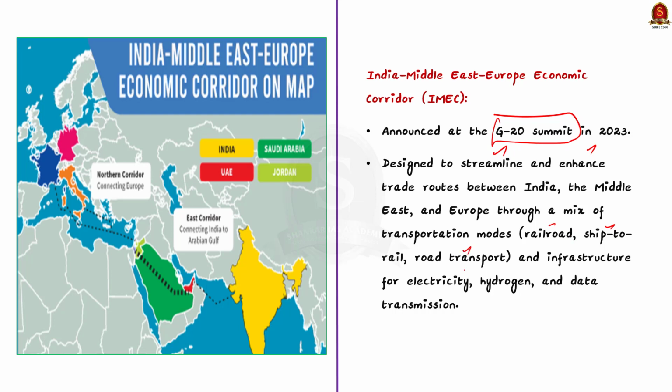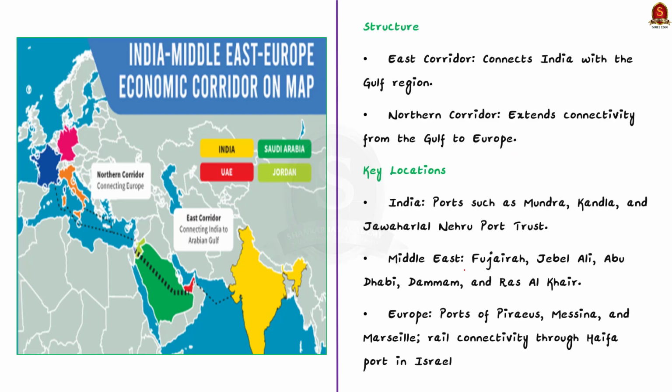Now let us see the structure of the corridor. The project is structured around 2 main corridors. The first one is the East Corridor, which is designed to connect India with the Gulf region, and the second is the Northern Corridor, which extends the connectivity from the Gulf to Europe.